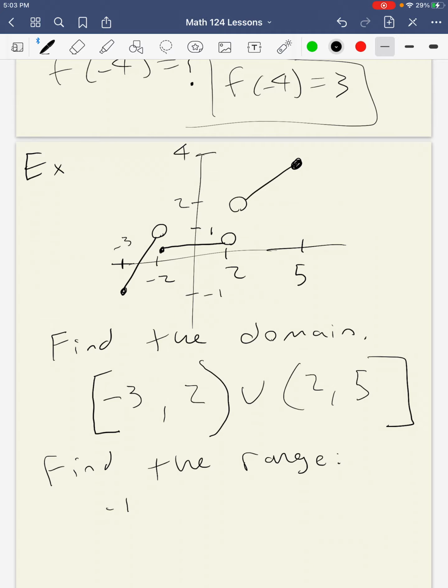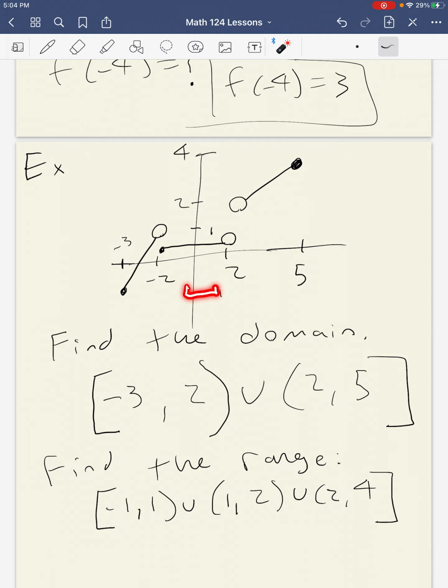So the range is -1 to 1, but there was an open polka dot for the 1, so we jump over it. There was an open polka dot for the 2, so we jump over the 2, and there was the closed polka dot at the 4. So start here, jump over here, jump over here, stop here.